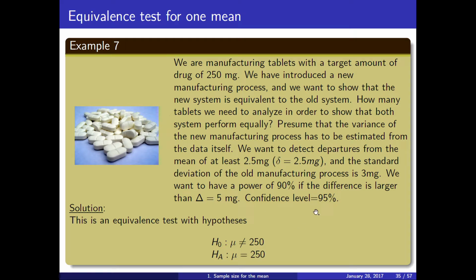Okay, so now the alternative goes into 250. We want to show that both are equivalent. Remember from the first lecture that we can never accept the null hypothesis, so we have to put the equal sign in the alternative, and this seemingly innocent change will change a lot the way we calculate.